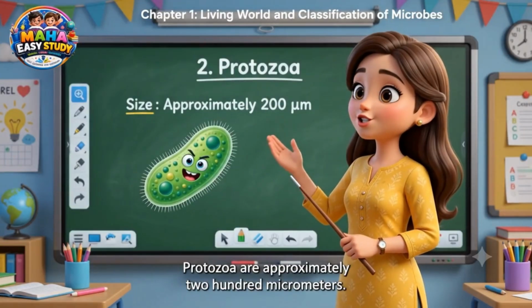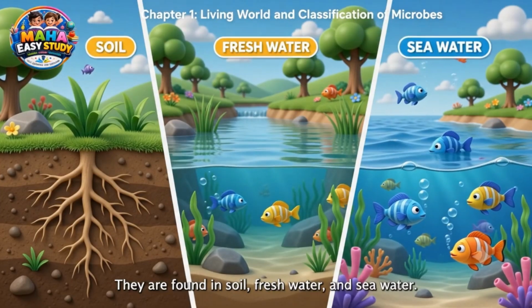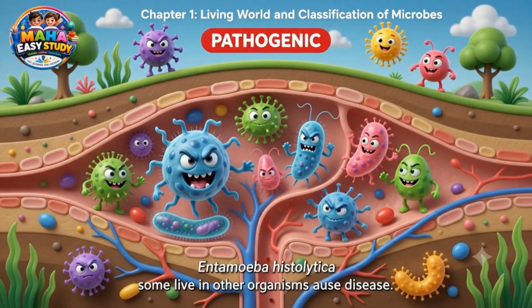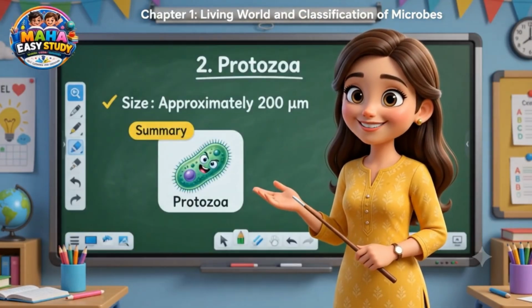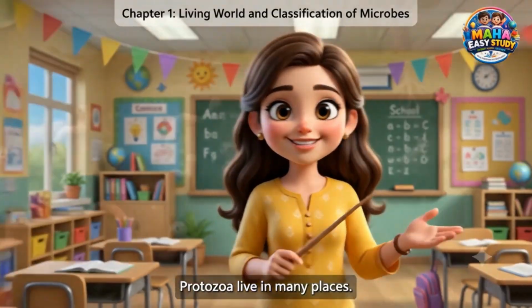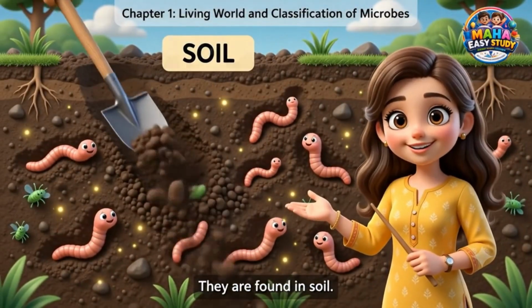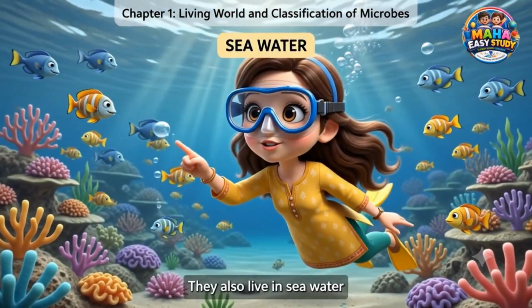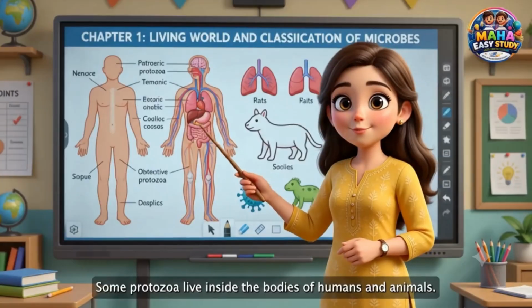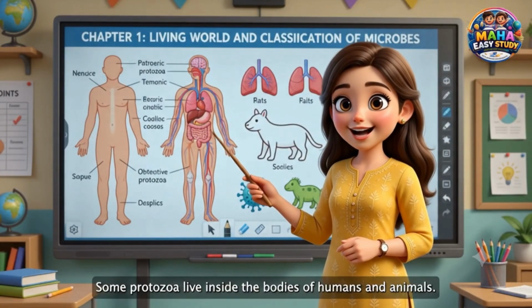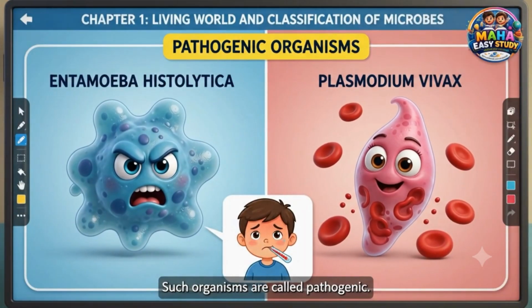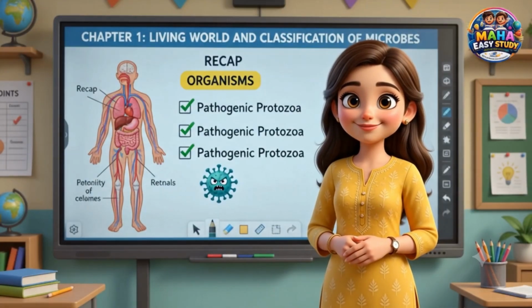Protozoa are approximately 200 micrometers. They are found in soil, fresh water, and seawater. Some live in other organisms and are pathogenic. Protozoa live in many places. They are found in soil. They live in fresh water like ponds, lakes, and rivers. They also live in seawater. Some protozoa live inside the bodies of humans and animals. These protozoa can cause diseases. Such organisms are called pathogenic.